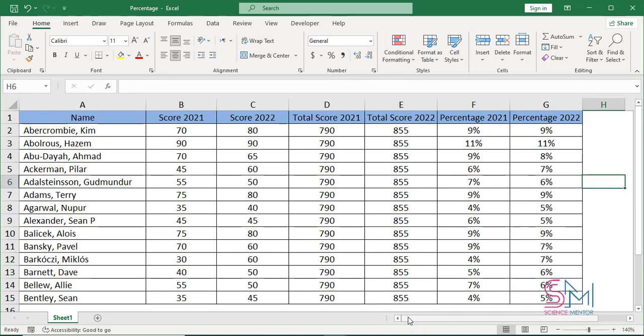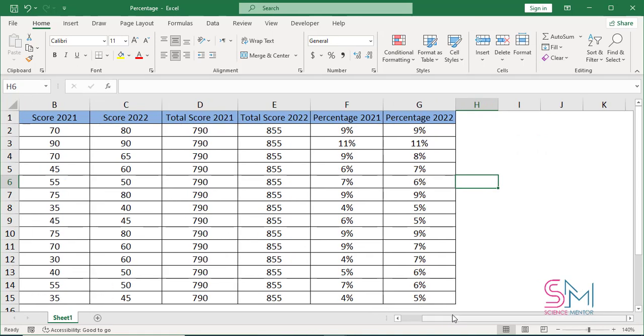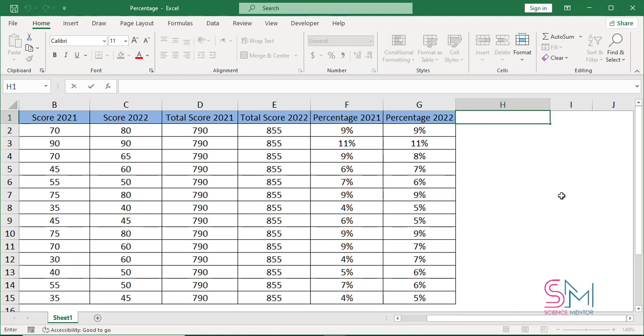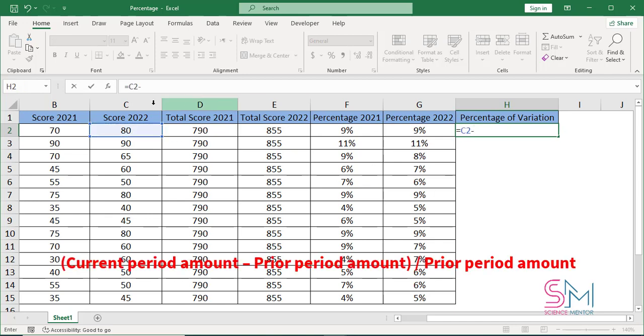Finally, I try to calculate percentage of variation for every single student. A percent variance presents the proportional change in an amount from one reporting period to the next. Thus, it shows the change in an amount over a period of time as a percentage. The percent variance formula is current period amount minus prior period amount over prior period amount.